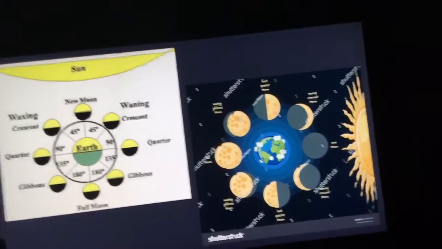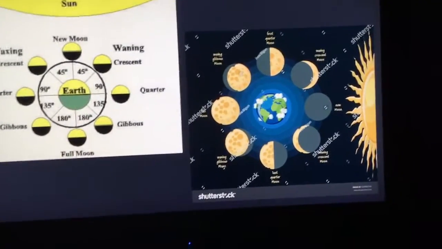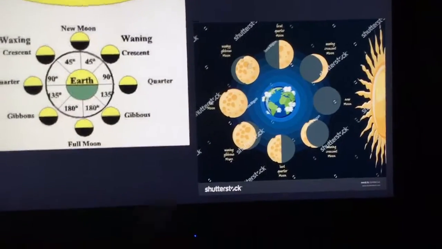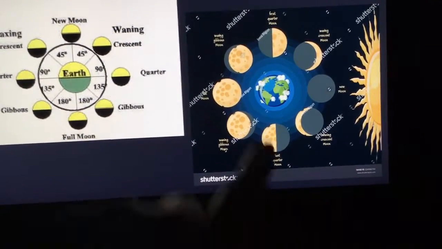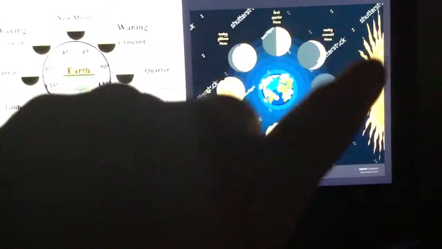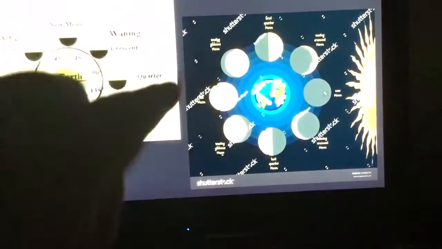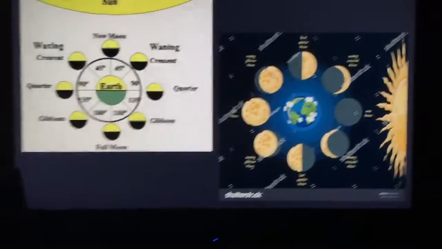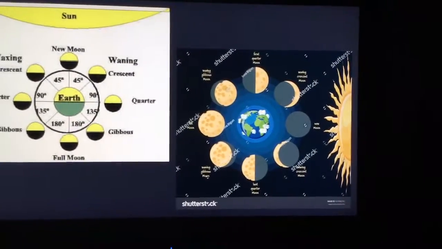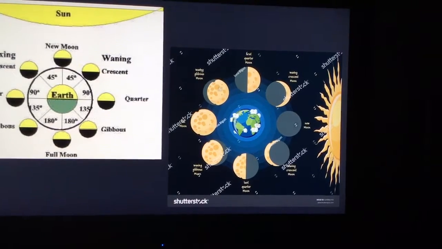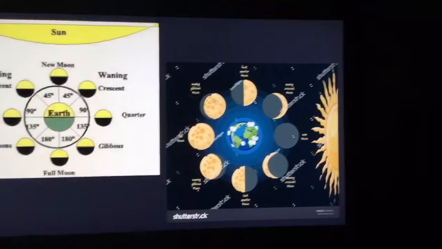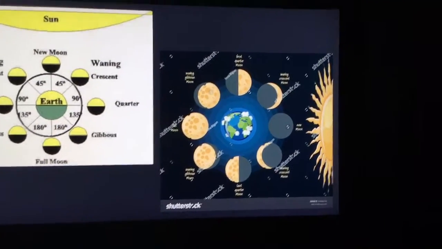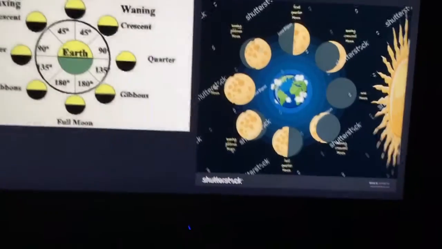And you see how it moves counterclockwise, which is this way, okay? You're going to see how, as the moon moves through the Earth's orbit, it's going to move away from the sun and more toward the Earth, where the light hits it better. Okay?